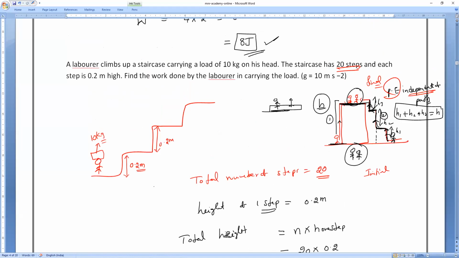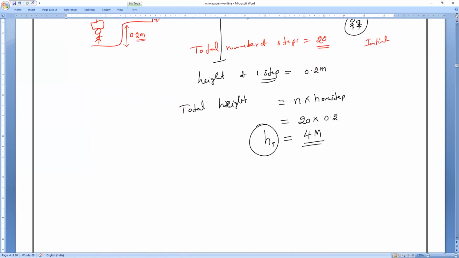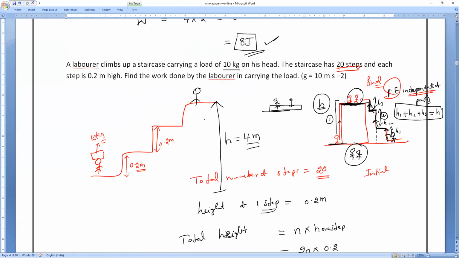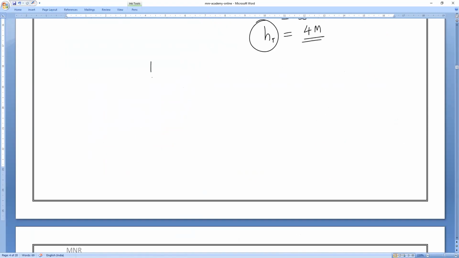So what is the total distance traveled by the labor? 4 meters. The total height traveled by the body from the ground is 4 meters. And he is carrying how many kgs of load? 10 kg. Now, he is working against gravity. He is climbing against gravity. So the work done is equal to something. Anybody can tell?